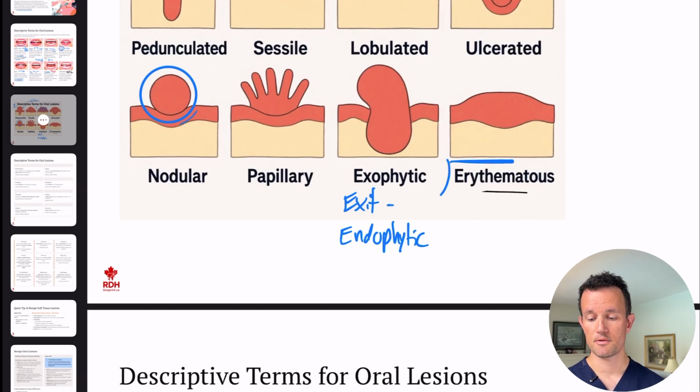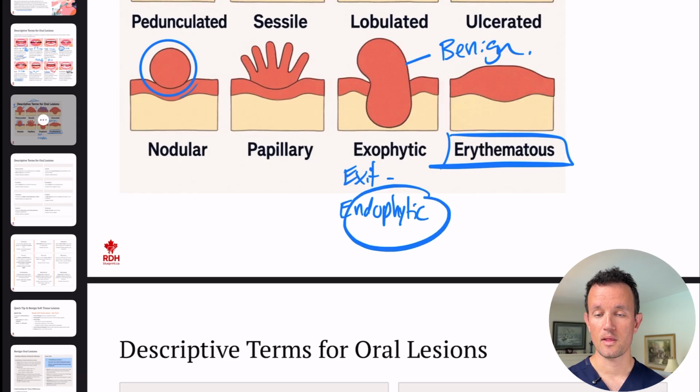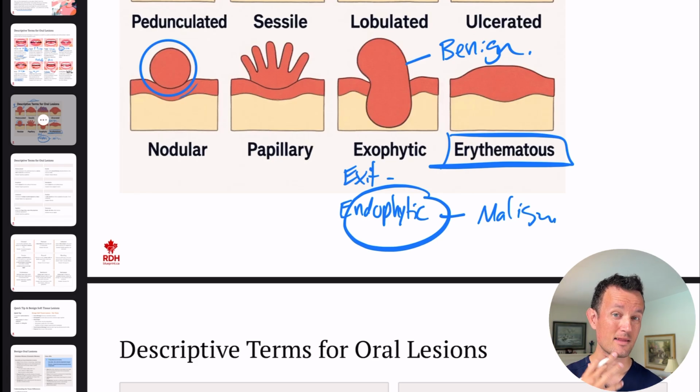Erythematous, that just means red. Sorry, going back. So exophytic is most likely going to be benign. Endophytic is most likely to be malignant. If I got something growing on me, yeah, grow out. That's fine. You're not going to harm the rest of me. But if you're growing inside of me, then obviously it poses a greater risk.